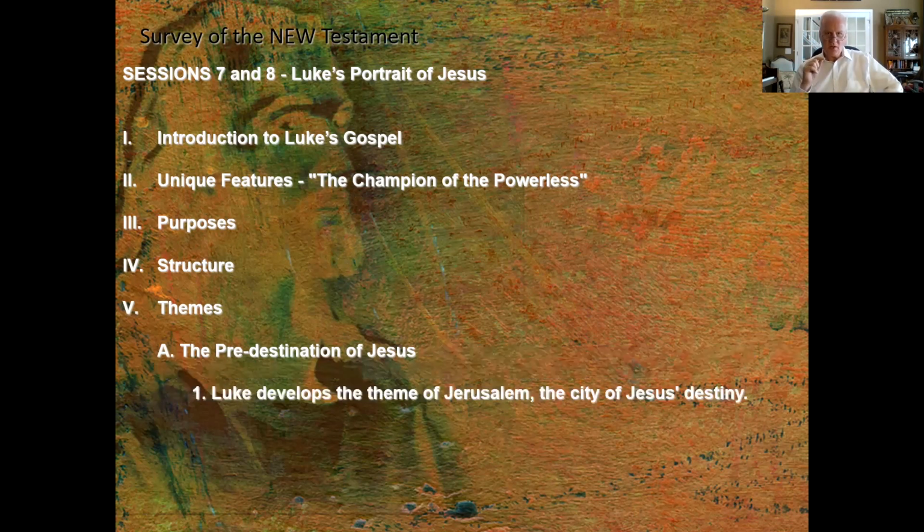One is how Luke develops the theme of Jerusalem and presents Jerusalem as the city of Jesus's identity, and more specifically, the temple in Jerusalem as the place where the gospel begins. You might remember that the Gospel of Luke begins with the story of Zechariah offering incense in the temple, and it ends in chapter 24 with the apostles praising God in the temple. So the temple serves as a bookend on both ends of the gospel, from the beginning to the end.